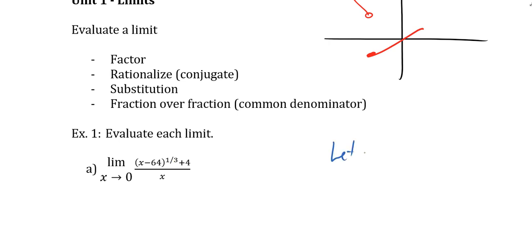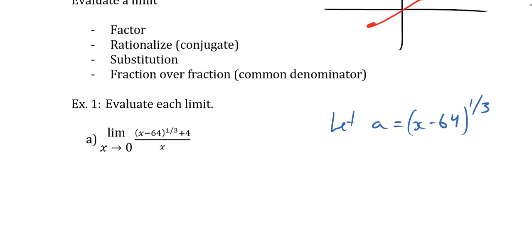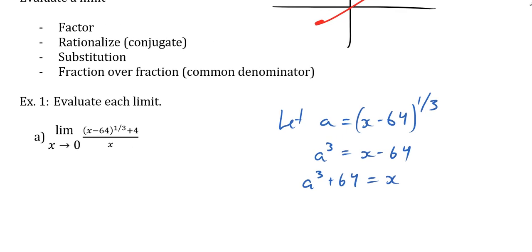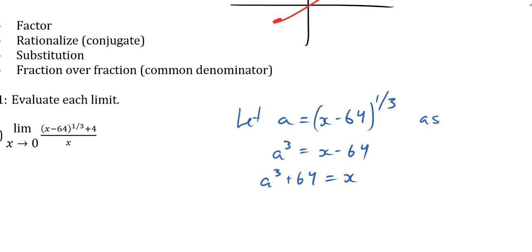I want to substitute and get rid of this fraction exponent. So I'm going to let a equal (x minus 64) to the 1/3. There are 3 mini steps to this. That's the first step. Step 2 is solve it for x. So I cube both sides and then add 64. So I have something to sub in at the top and something to sub in at the bottom, so I can get rid of all the x's.